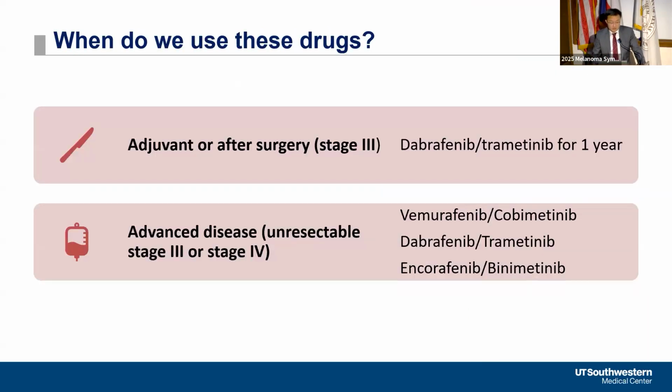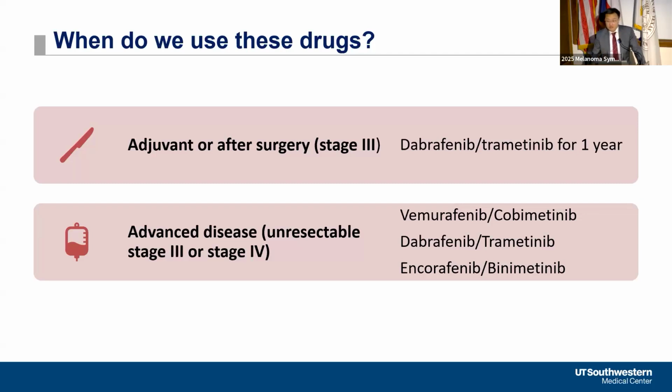So when do we use these drugs? There are two general settings that we think about when we see a patient about using or offering these therapies. One would be in the adjuvant setting, after their surgery, especially if they have stage 3 disease. What we know is that by giving patients the specific combination of dabrafenib and trametinib for about a year, we've seen improvements in outcomes, meaning less cancer coming back.